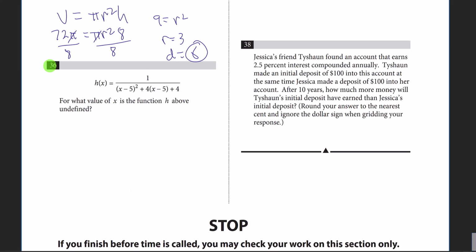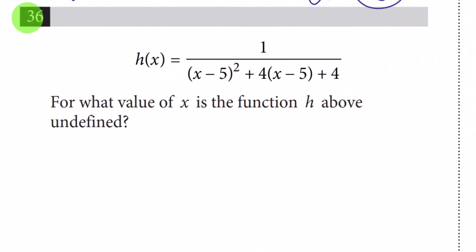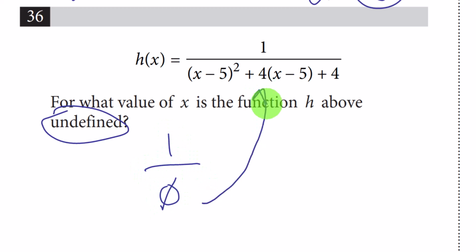Question 36. When is the function undefined? What does it mean by undefined? It means division by 0. So if you got 1 divided by 0, if this whole thing is 0, that's when you have a problem. All we're trying to do is find when that equals 0.